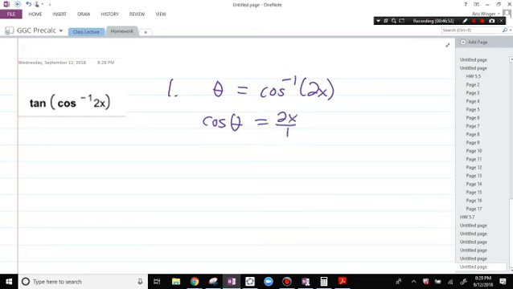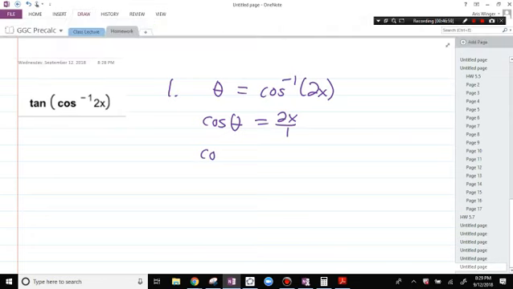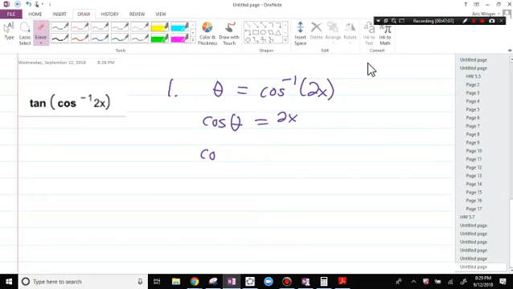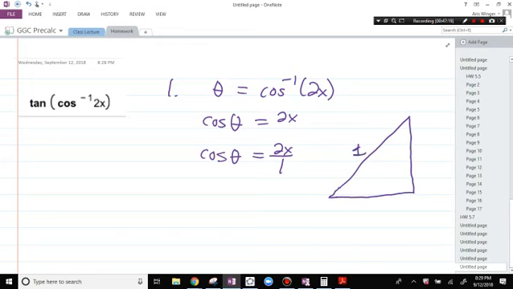For the purposes of writing a triangle, we want to make this a fraction. And we make it 2x over 1. So cosine of theta is 2x, and then we make it 2x over 1, and that will help us draw a triangle. Cosine of theta is 2x over 1. That implies a triangle where the hypotenuse is 1, and which side is 2x? The adjacent. That means we need to find this side. Call it z.